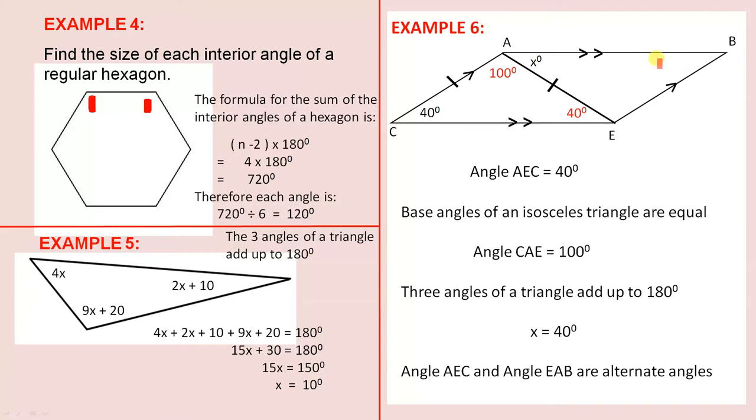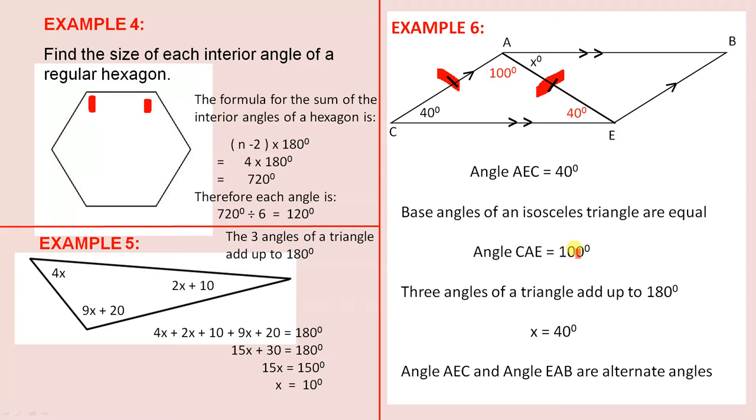Example 6, we have a parallelogram here, and here's a line where that length is equal to that length. Now the red part, that's all working, so we're given 40 here, and we have to find x. So angle AEC equals 40 degrees, so that must be 40, and the reason for that is that the base angles of an isosceles triangle are equal. See, of course, that triangle's isosceles, so that's equal to that. So we have 40 and 40.